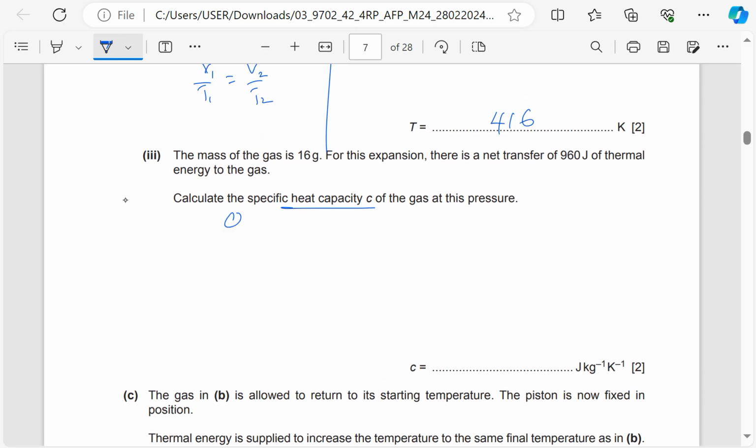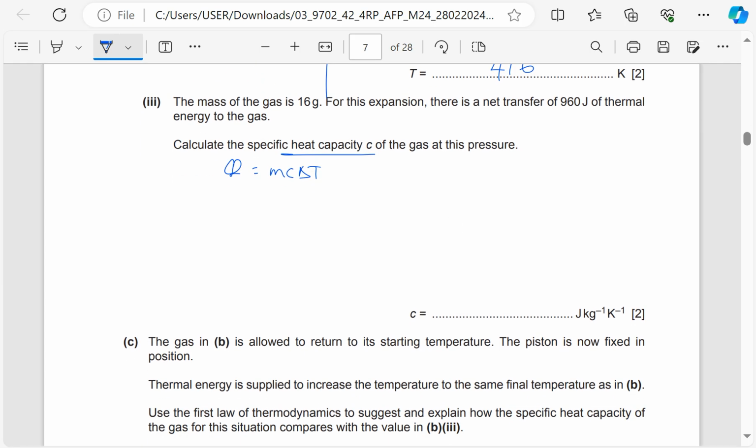So we know that Q is equal to MC, change in temperature. And of course, it means specific capacity is going to be energy, which is 960 joules, divided by the mass, which is 16 grams, which is 16 times 10 to the power of minus 3. Then I'm making C the subject. Remember, C is equal to Q over M times delta T.